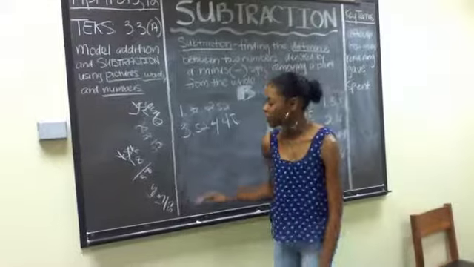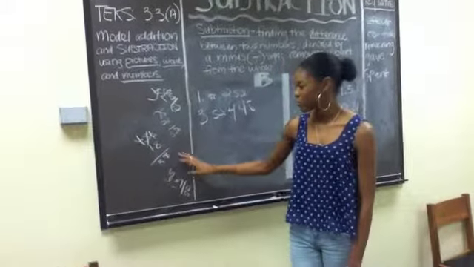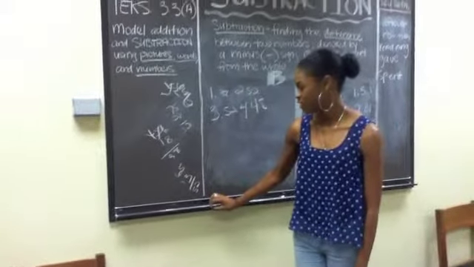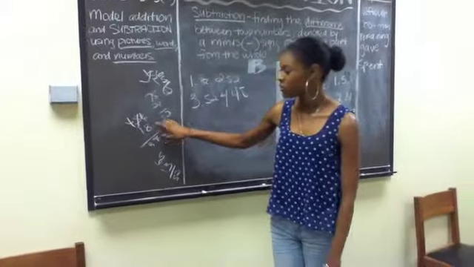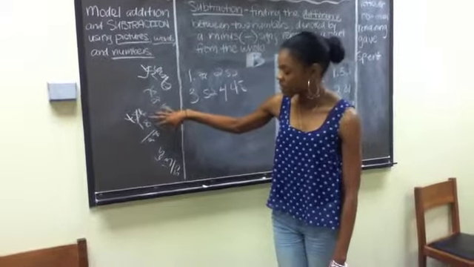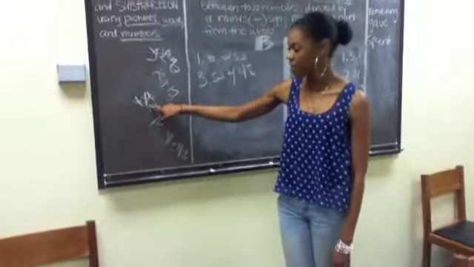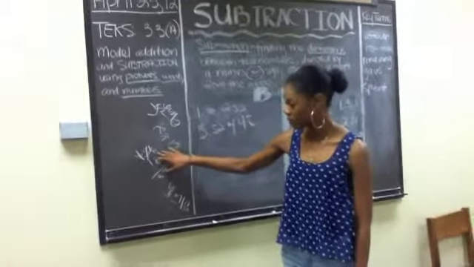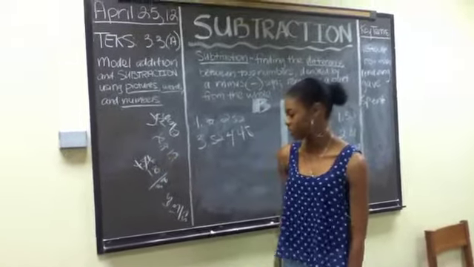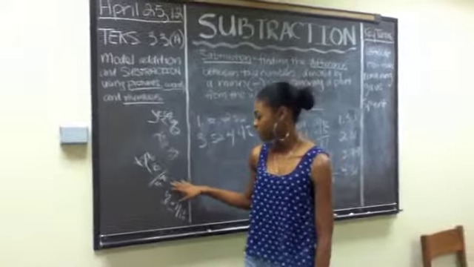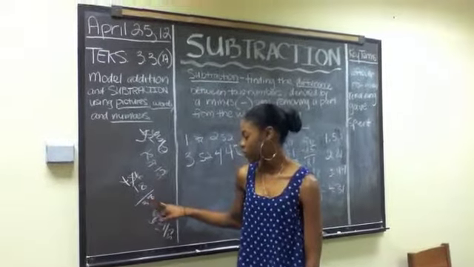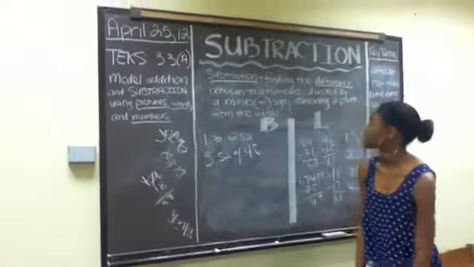Okay, and Mr. Brown, he also had a similar problem, which was 56 minus 18. So since he couldn't subtract 8 from 6, he had to come over to the 5 and borrow. So the 5 became a 4, and he added 10 to the 6, which became 16. So 16 minus 8 was 8, and 4 minus 1 is 3, and he got 38.